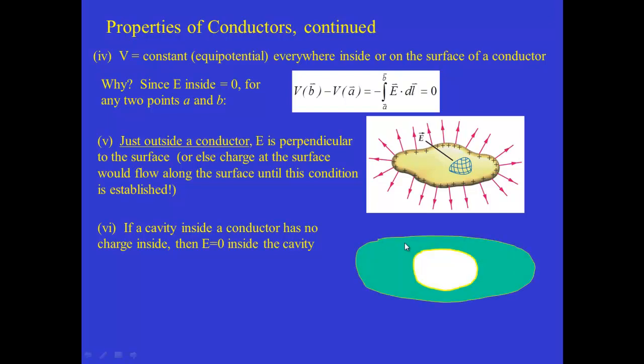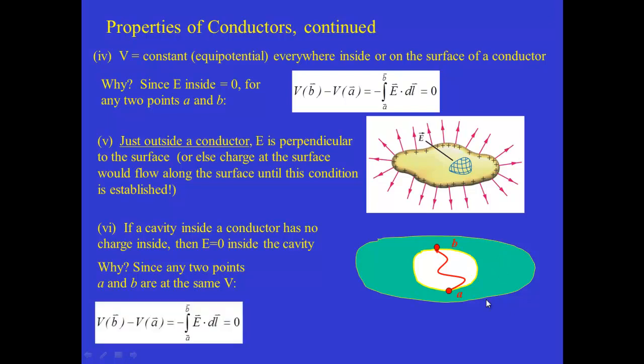Well, here is a gray-shaped conductor with a cavity inside of it, and since any 2 points A and B that are in the conductor or on any of the surfaces of the conductor are at the same potential, we can define some arbitrary path between them and calculate the potential difference. And we know it's got to be 0, because these 2 points are in the conductor.